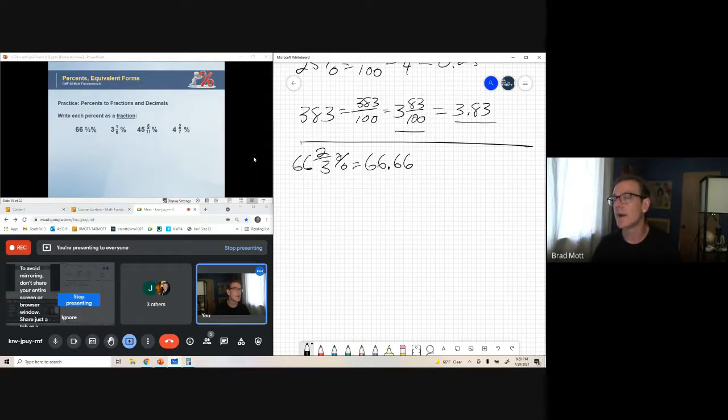And then, of course, move your decimal point 2 places to the left. Get 0.6666 as 66.66 over 100. Move that decimal to the right, over 100, and then 10,000, and then simplify that fraction.